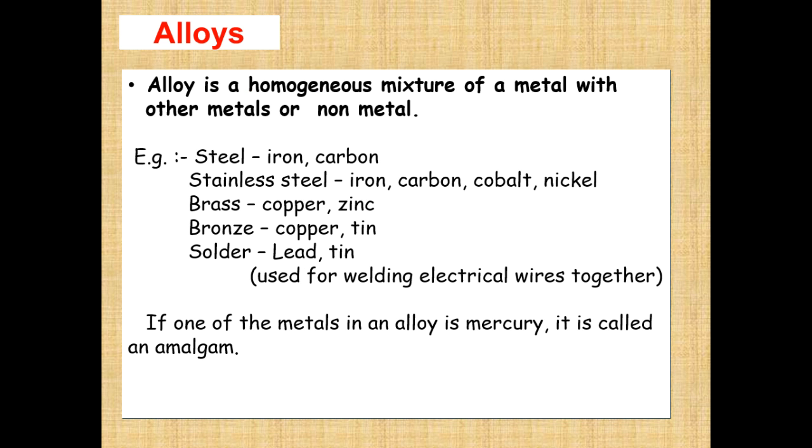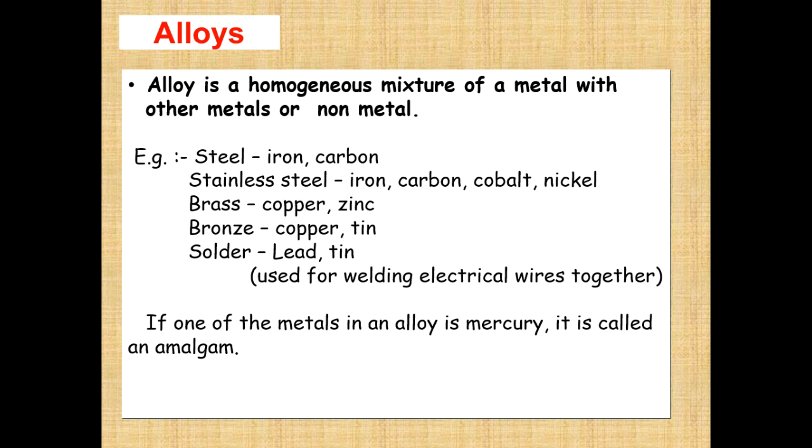Now we will discuss alloys. An alloy is a homogeneous mixture of metals with other metals or non-metals. In daily use, in industry and other areas, we have metals and non-metals, and we combine these to form an alloy for special use. For example, steel is a mix of iron and carbon.